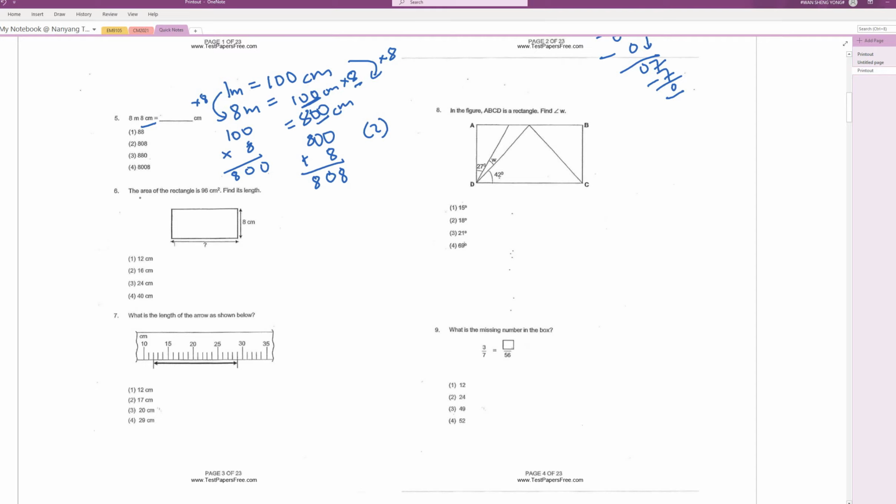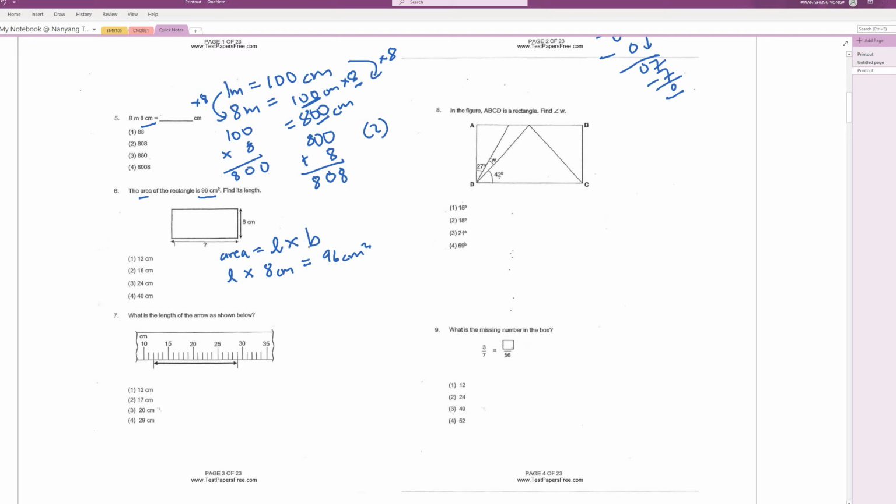Next question. The area of the rectangle is 96 centimeter squared. Find its length. Okay, so we must know that area is actually equals to length times breadth. Okay, so over here we need to find the length, so we don't know what the length is, multiplied by the breadth, which is 8 centimeter, and the area is 96 centimeter squared.